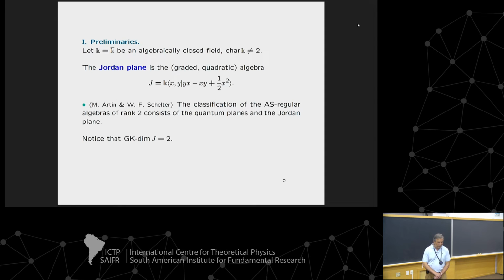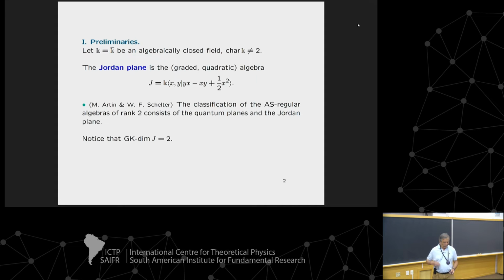So they are domains with finite Gelfand-Kirillov dimension and a lot of homological properties that I will not recall here. And they classified those with Gelfand-Kirillov dimension 2, and they showed that there is a family of quantum planes and the Jordan plane. So this is one instance where the Jordan plane appeared.